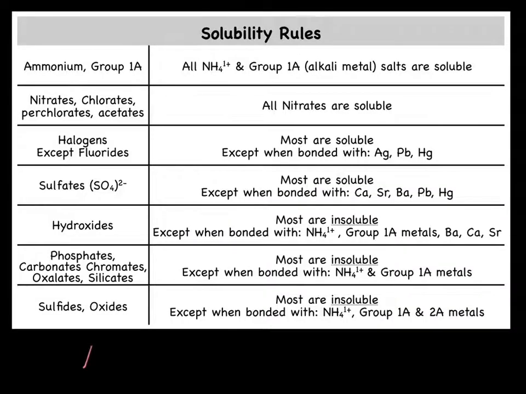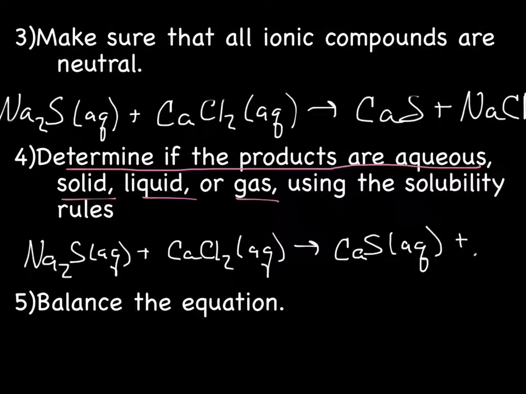Let's check NaCl. Well, Na is a group 1A metal, and it says all group 1A metals are soluble, which means aq. So we have NaCl. Oh, I'm out of room. Let's put that down here. Plus NaCl aqueous. So aqueous, remember, means everything is dissolved in water. The ions are just floating around.